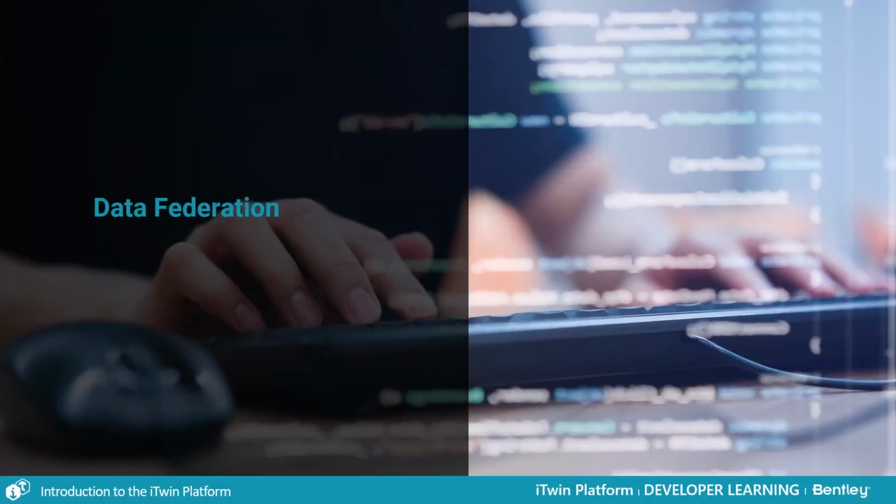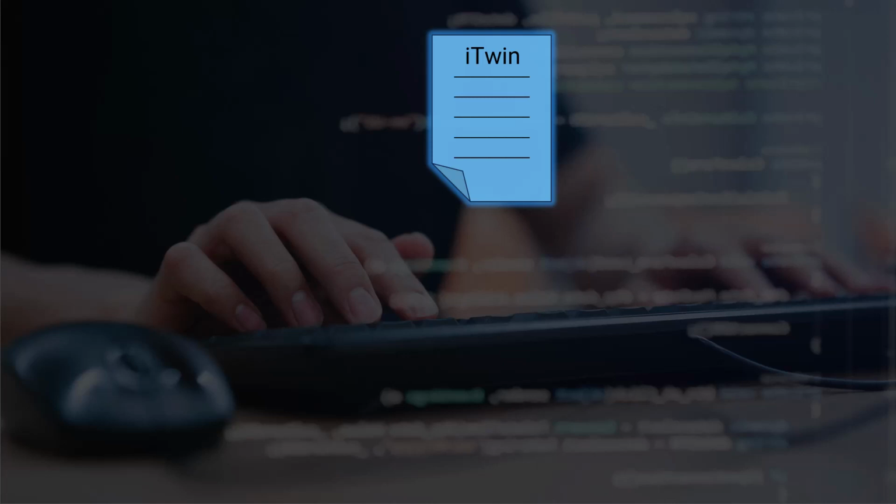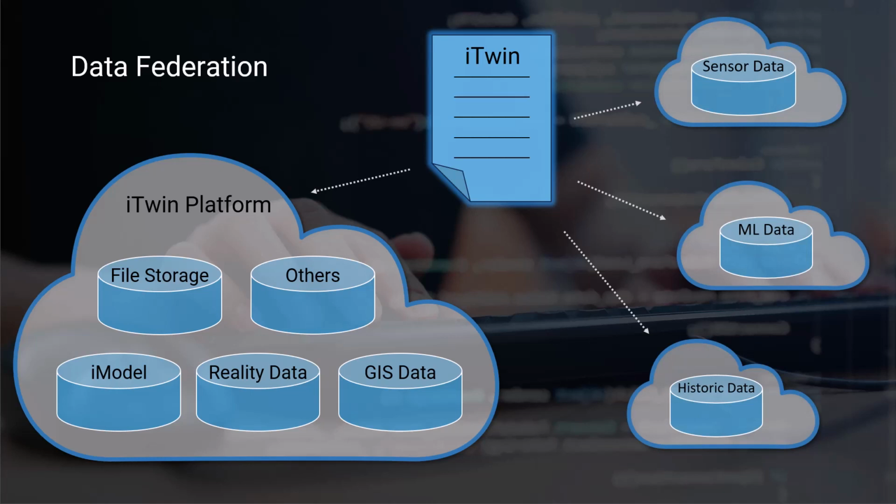In this lesson, we're going to talk about what exactly is data federation. Now, to understand that, we need to first go back to the idea of the iTwin. We talked about how the iTwin is a collection of data sources. Some of these data sources are hosted by the iTwin platform, and then we can connect our iTwin to outside data sources using data federation. So let's understand that better.